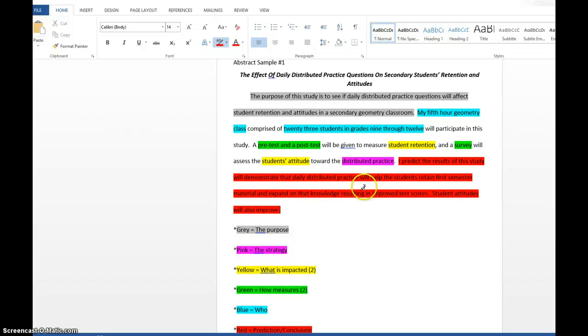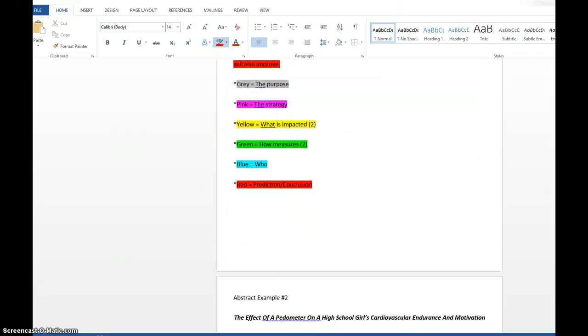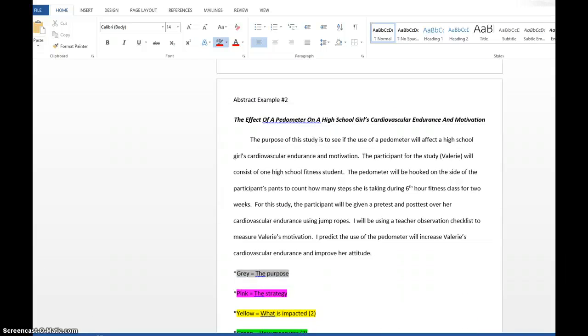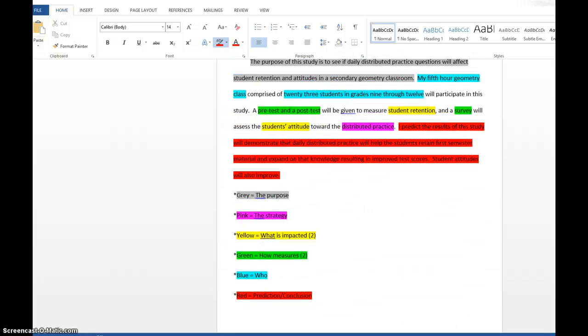So they called it student retention and attitudes all the way through the abstract. They don't start calling it comprehension and motivation. They stick to the same words all the way through their abstract, and I want you to do the same thing. Let's do one more together so you'll have a little example of what you're doing on your assignment.